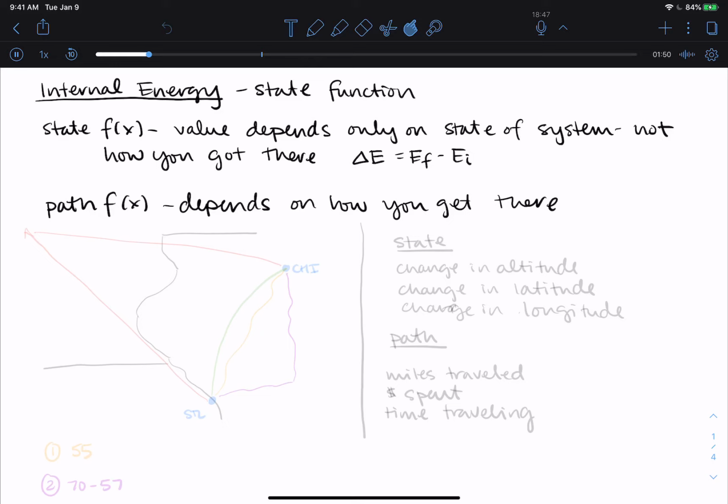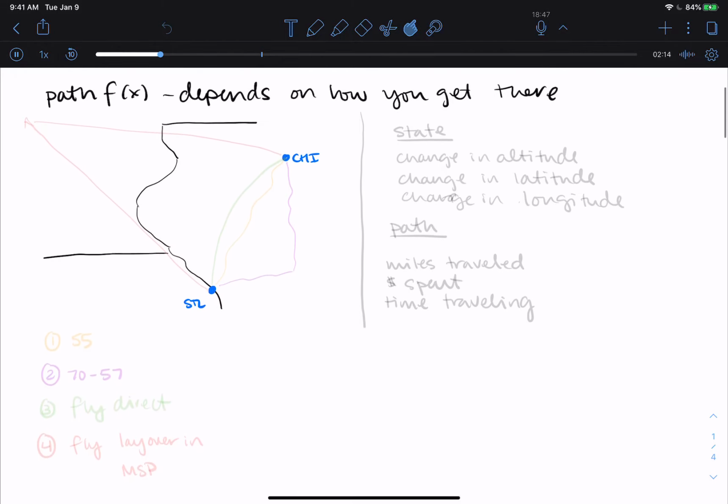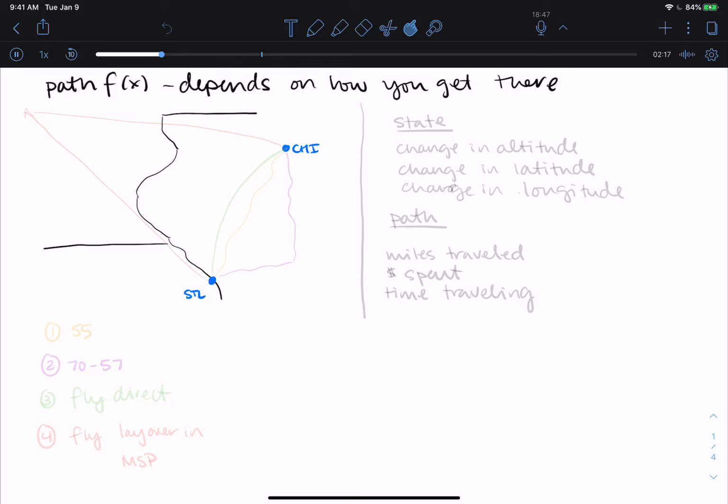And to do so, we're going to use my absolutely terrible outline of the Missouri and Illinois state lines. And we are going to talk about taking a trip, just kind of, I don't know, St. Louis is about here. We're going to take a trip from St. Louis to Chicago. We'll put Chicago here. And talk about state and path functions related to this trip.